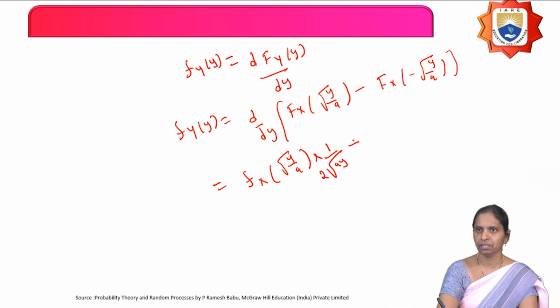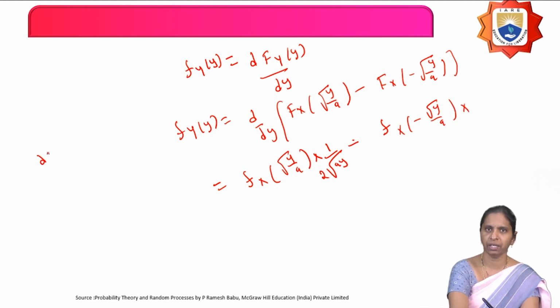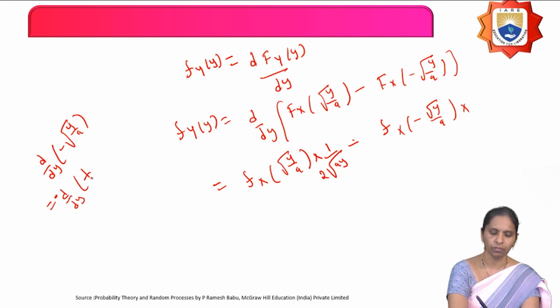Then minus, the differentiation of the distribution function is the density function. Distribution means capital F, density means small f. So fX of minus square root of y by a, and what is the differentiation of minus square root of y by a with respect to y? So d by dy of minus of square root of y by a is equal to minus d by dy of 1 by root a into y.